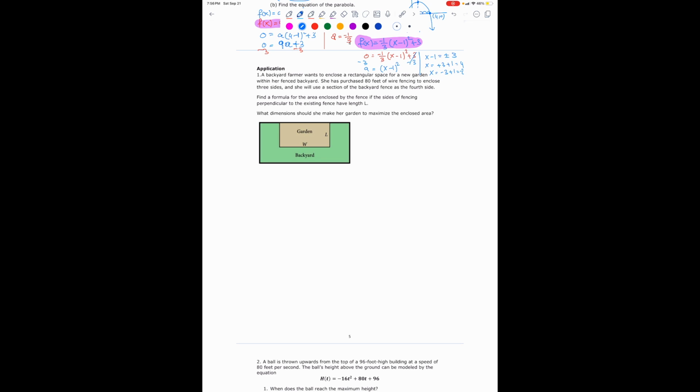She has purchased 80 feet of wire fencing to enclose 3 sides, and she will use a section of the backyard fence as the 4th side. Find a formula for the area enclosed by the fence if the sides of the fencing perpendicular to the existing fence have a length L. What dimensions should she make her garden to maximize the enclosed area?